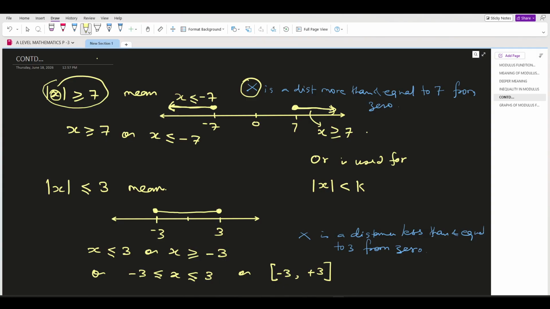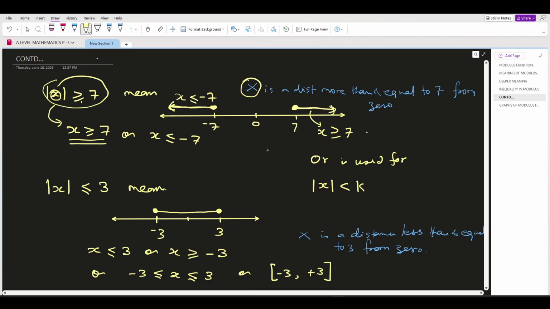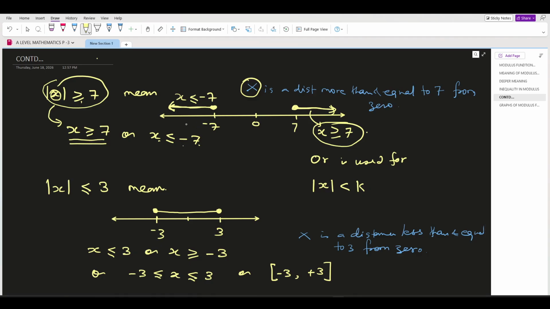So both these things are representing modulus of x greater than equal to 7. Okay, so the mathematical way of writing this will be: modulus of x greater than equal to 7 means x is greater than equal to 7, that is from here I have taken, and or x is less than equal to minus 7, it's from here I have taken.